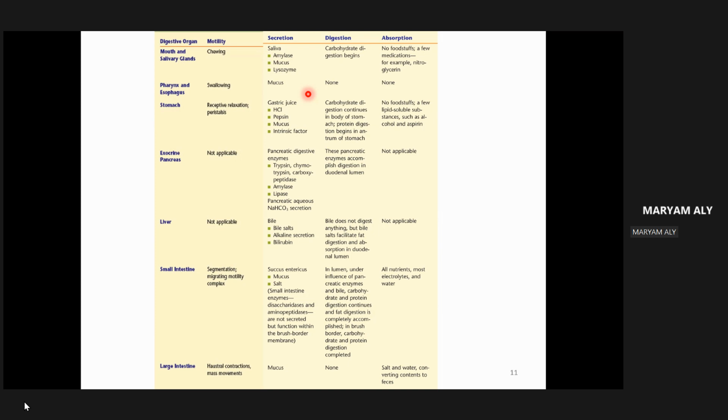Anything else secreted in the stomach? Intrinsic factor. Okay. Anything else? One more thing.